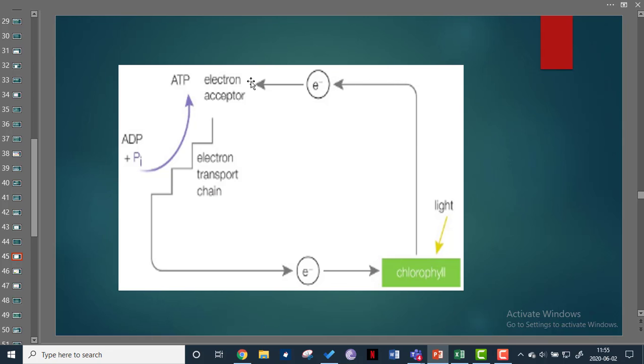Then from there, they move through the electron transport chain, and through the electron transport chain is where they lose the energy that is used to drive the synthesis of ATP from ADP and inorganic phosphate. And that electron, once it has lost that energy, again comes back to the chlorophyll molecule that had lost it.